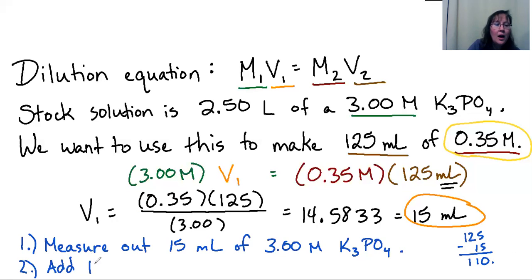So add 110. milliliters of water. You'll notice I put in my little decimal point here to indicate that that 0 is significant. And this is how I would work this kind of dilution problem.